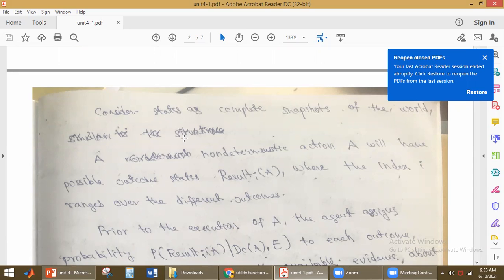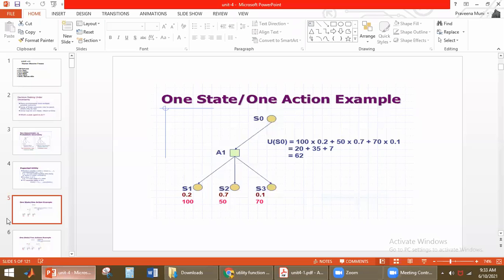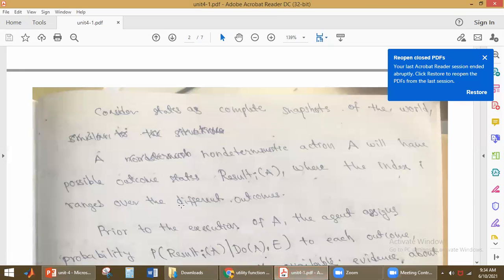If a non-deterministic action A is performed, what happens here? We will be getting a set of possible outcomes. So here we have discussed if the action A1 is performed, what are the possible outcomes we got? S1, S2, S3 are the possible outcomes. So here also, if some action is performed, it will have a set of possible outcomes that will be denoted as result I of A. That is S1, S2, S3 we have taken. So that we denote as result I of A.